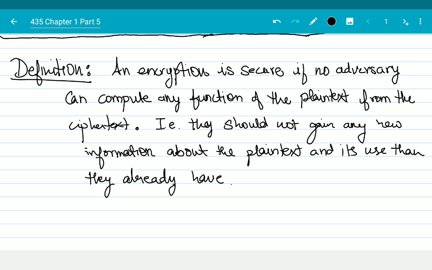However, this is a very informal definition. I don't know exactly what I mean by function of the plain text from the ciphertext. We will look at that in the next video in chapter 2. Okay, so I will stop this one right here.